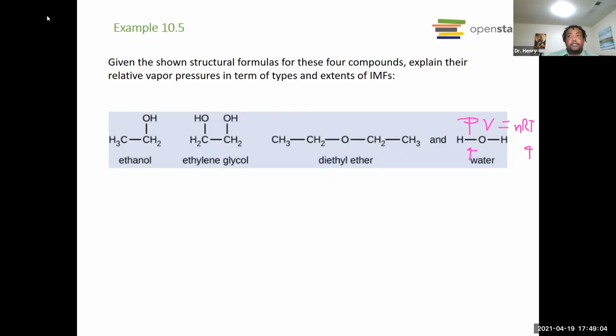Given the shown structure formulas for the 4 compounds, explain their relative vapor pressure in terms of types and extent of IMFs, intermolecular forces. Okay, so here are your different molecules. We have ethanol, ethylene glycol, diethyl ether, and water. So what I'd like you guys to do is put them in order, from the lowest vapor pressure to the highest vapor pressure, and then also be able to explain why you think the one that is the lowest is the lowest, and why you think the one that's the highest is the highest. Does that make sense?